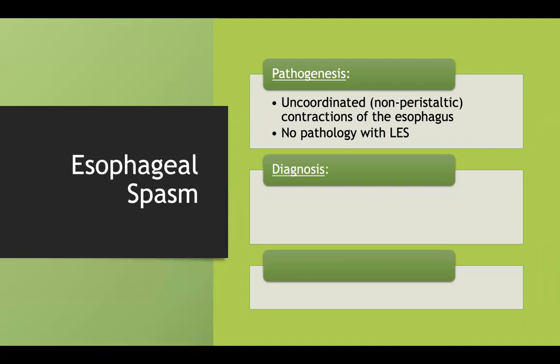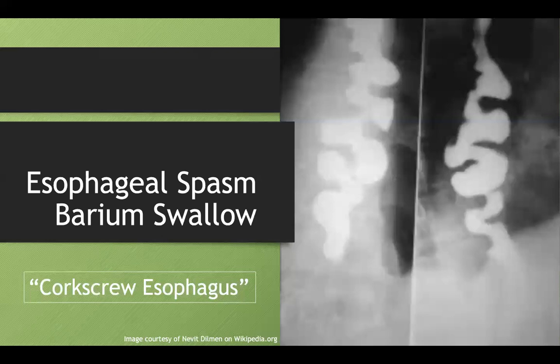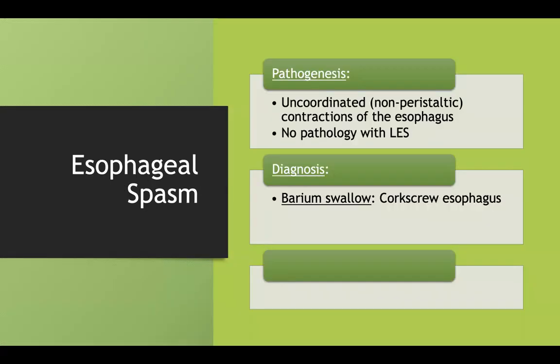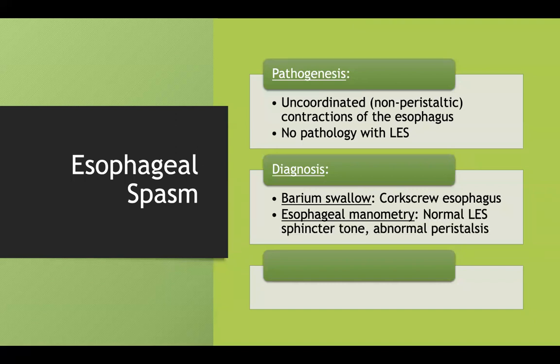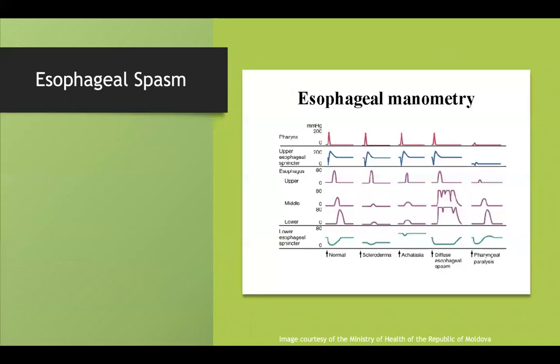And so how do you diagnose this? The easiest way is through a barium swallow that'll show a corkscrew esophagus. And so you can see right here on the right, you have a corkscrew esophagus that's very twisty and curvy. And on esophageal manometry, you're going to get normal LES sphincter tone, but very, very weird peristalsis.